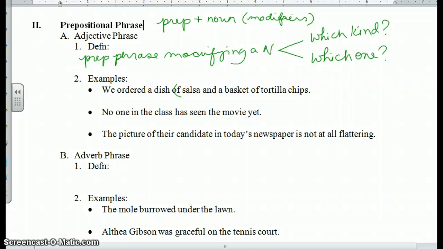So we ordered a dish of salsa and a basket of tortilla chips. So what does of salsa tell you more about? It tells me more about which dish. Makes it an adjective. Of tortilla chips tells me which basket. Makes it an adjective. No one in the class has seen the movie yet. Well, in is a common preposition. In the class is telling me more about which no one. Not no one in the theater, no one on the street. It's no one in the class, which group of no one. So that makes this also an adjective.